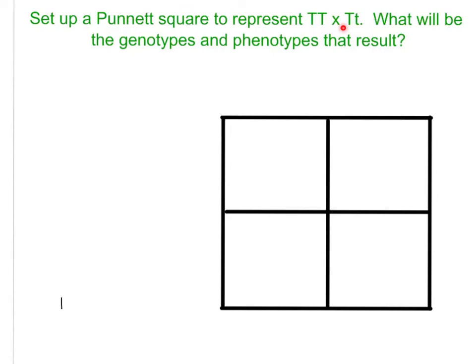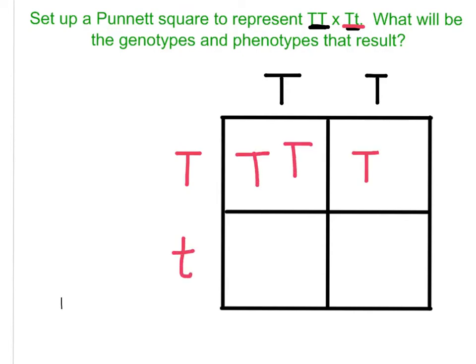Okay, let's go ahead and set this up. We have one parent right here, the homozygous dominant, and I'm going to give that parent this side of the Punnett square. And let's give this parent the other side. So I'm putting this parent's alleles right there. And I'm going to go ahead and fill these in. Those are all of the offspring that we get.